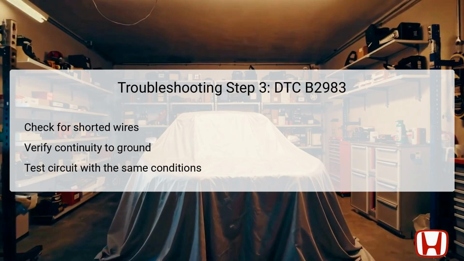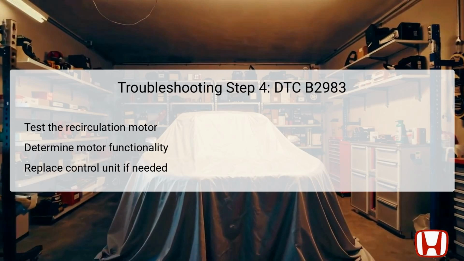If continuity is found, it indicates a short circuit to body ground somewhere along the wire, which must be repaired. If no continuity is detected, the wiring is deemed okay, allowing you to proceed to testing the recirculation control motor itself to ensure it is functioning adequately.